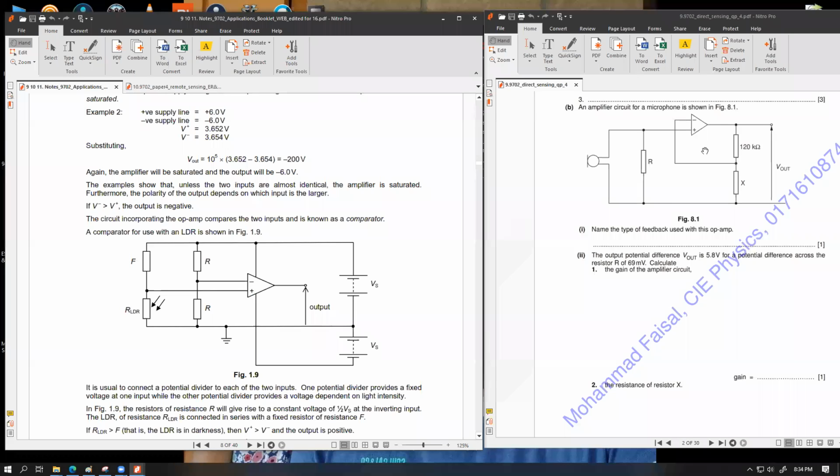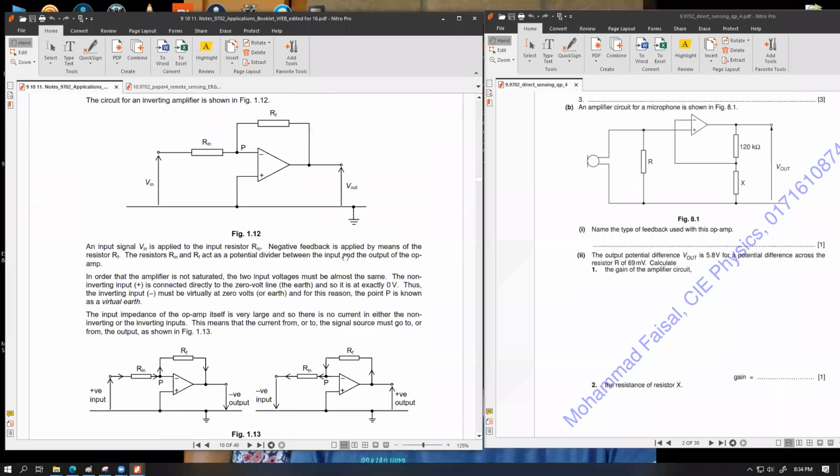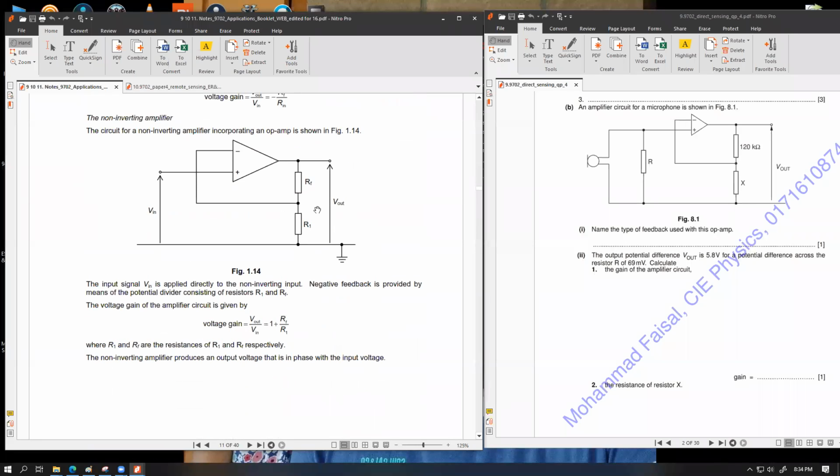Now, which circuit does this one look like? This one, or this one, or this one? Respond, someone. Non-inverting, yes. This is a non-inverting amplifier. But do every one of you see that?